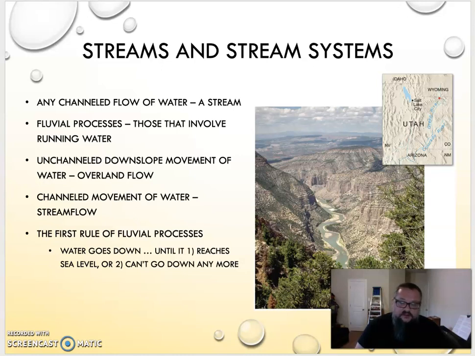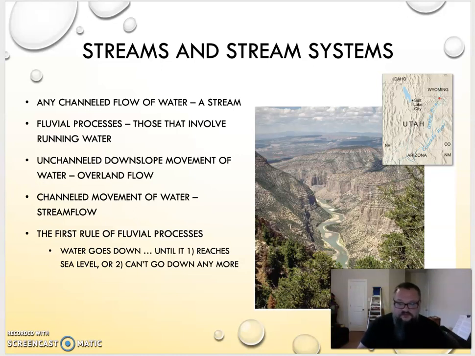Okay, that's pretty easy. And as we're talking about all these processes, there's one rule that we have to remember, and this is what I call the first rule of fluvial processes. We will hit on it over and over and over. We've actually already started hitting on it when we talked about chapter 11. This first rule of fluvial processes is that water always goes down. Okay, it has to go down. Water cannot go up, right? Because water is subject to gravity just the same way as everything else is. So water always goes down.